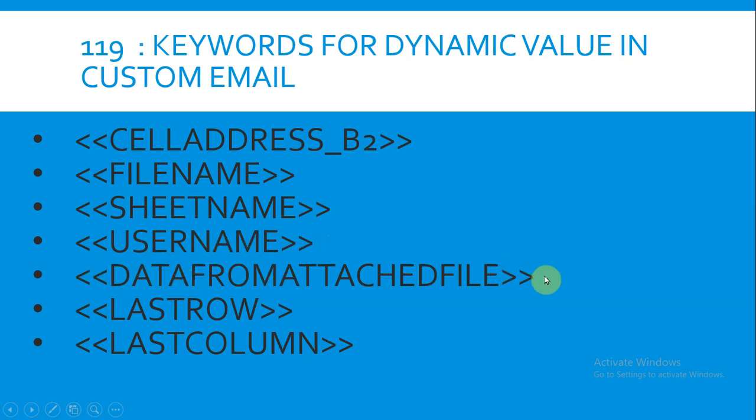Data from attached file, this is basically for the position of your data in the email body. Last row, it will calculate the last row count in data. Last column name, it will pick the last column name based on your first column. Okay.